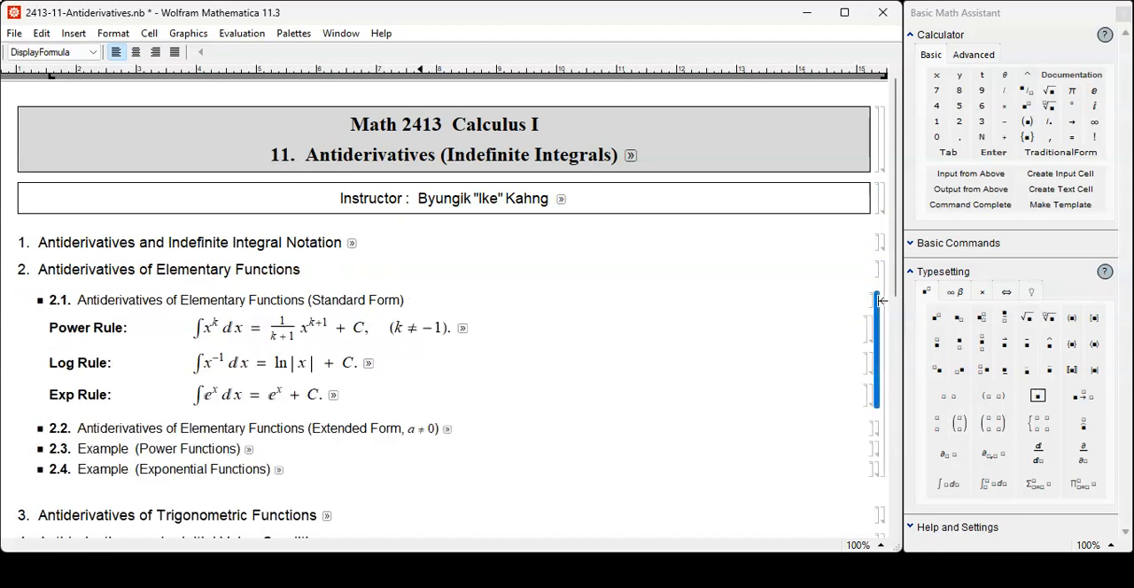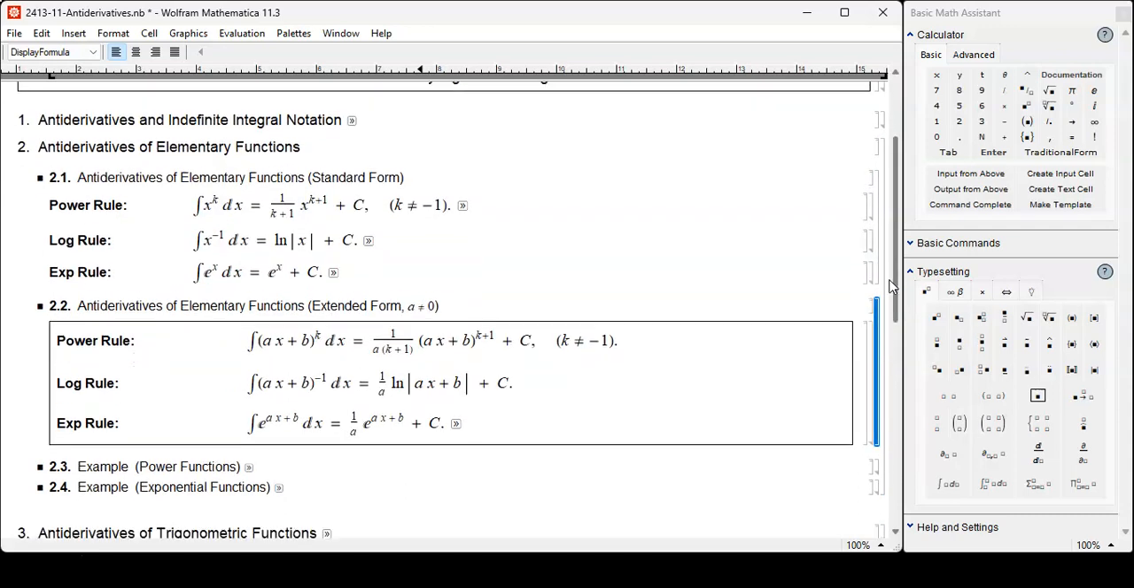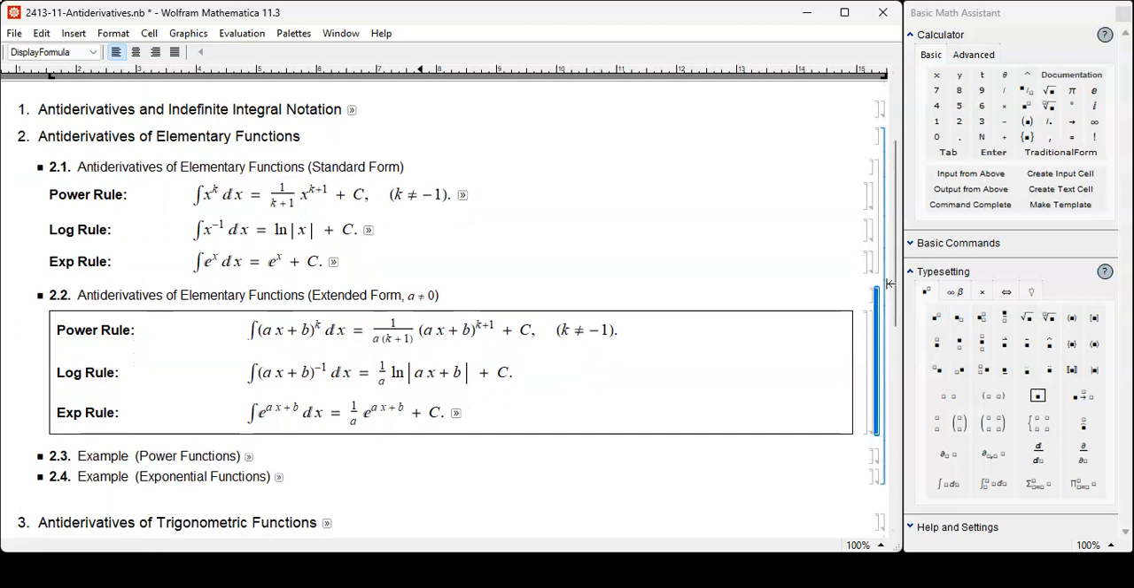Here's a reminder, by the way. Now let's consider these cases. A little bit more general case where we have a composite function of a linear degree. ax plus b goes inside the power function, inside the reciprocal function, and inside the exponential function. In that case, we have 1 over a popping up.